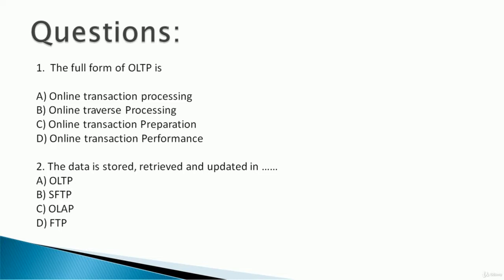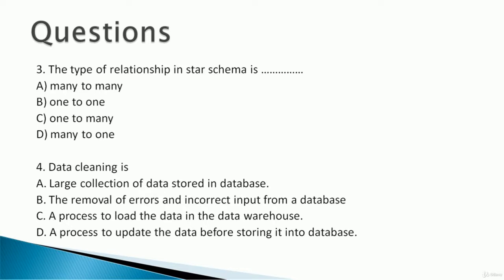The next question is, the type of relationship in star schema is. The correct answer is C, one to many, because we have the fact table in the middle and we have multiple dimensions surrounding it. So the relation becomes one to many.